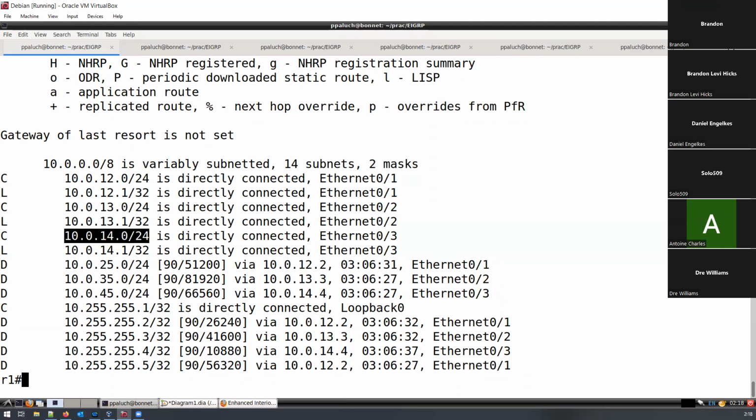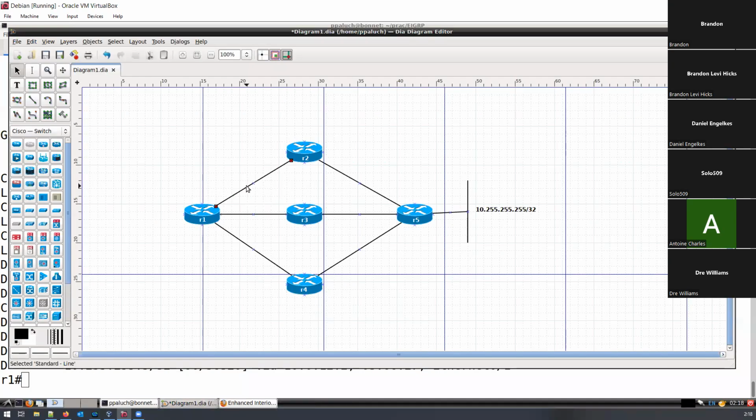Coming back to the diagram, these would be these links. This guy here, this is the 10.0.12. This is the 10.0.13. This is the 10.0.14. And you can guess, this guy here would be 10.0.25, 10.0.35, and 10.0.45 here, this guy, this link.